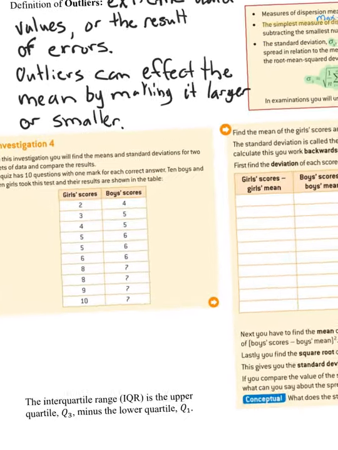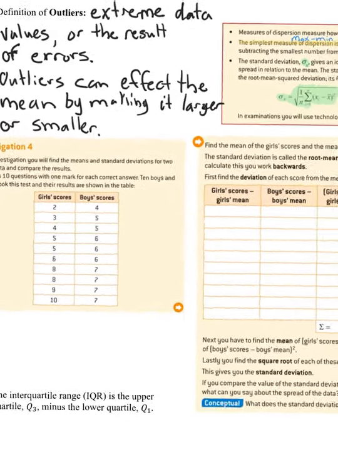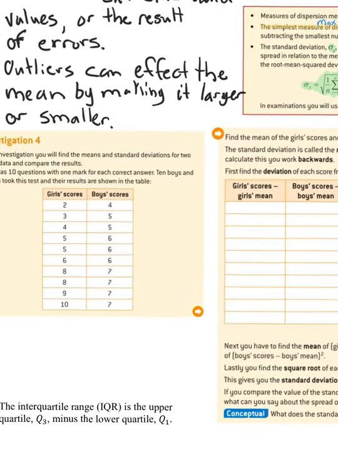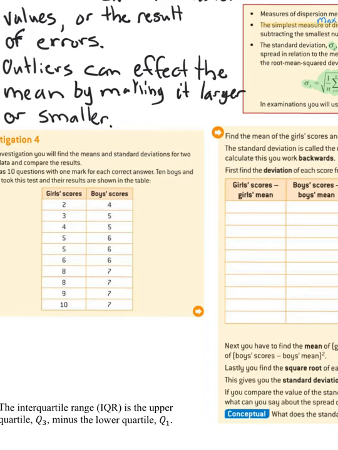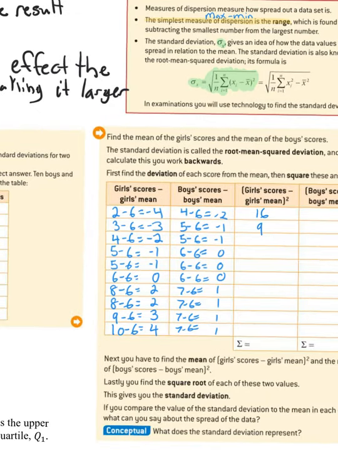So first, I want you guys to go ahead and calculate the means of the girls' scores and the boys' scores, and then go ahead and give me a thumbs up when you calculate the mean of those two scores. And then we'll work on the standard deviation together. Okay. All right, so we're just filling out our table. Hopefully you guys are pretty close.